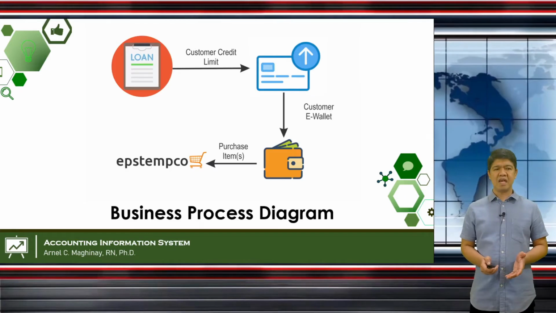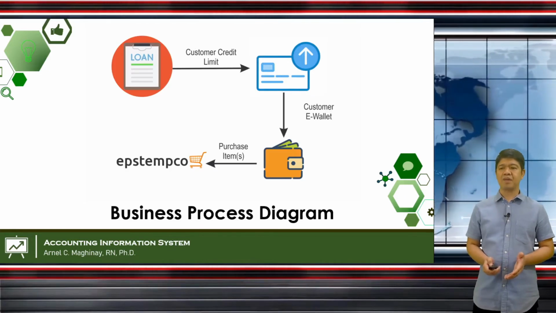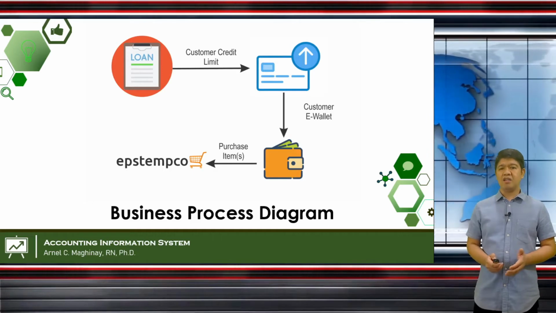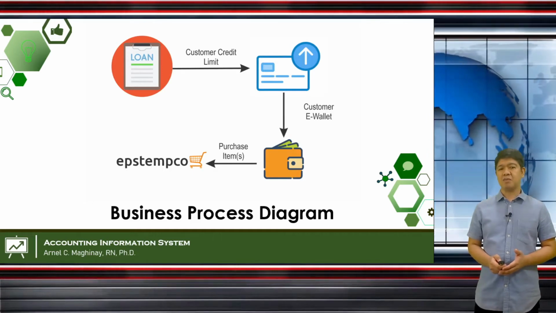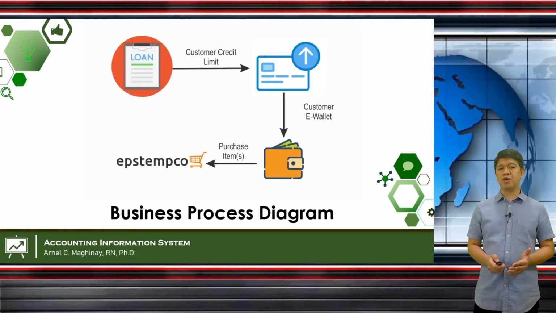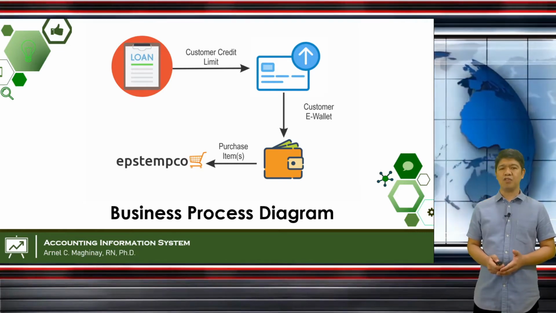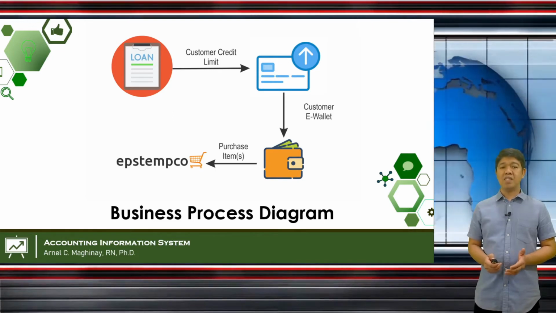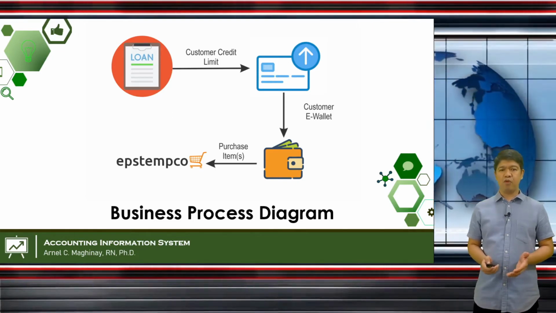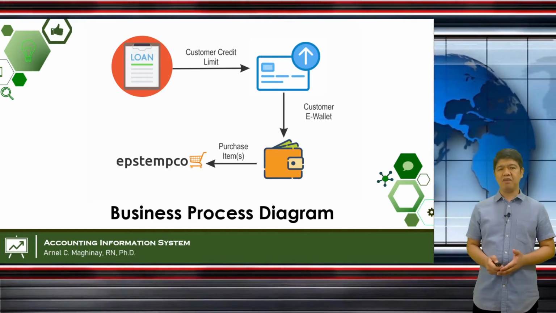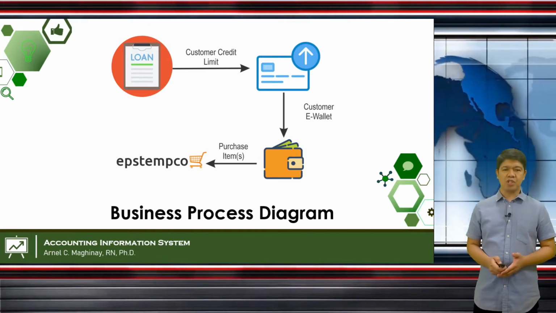This is another example of a business process diagram. In this figure, it shows how the members can avail of cashless purchasing of items, specifically grocery items, using the e-wallet from the loan management of the cooperative. Members can take advantage of the platform by purchasing online and have the option to be delivered or picked up at the grocery store.